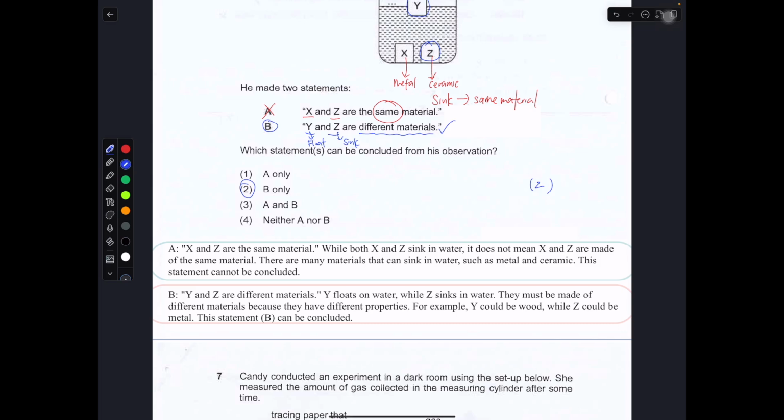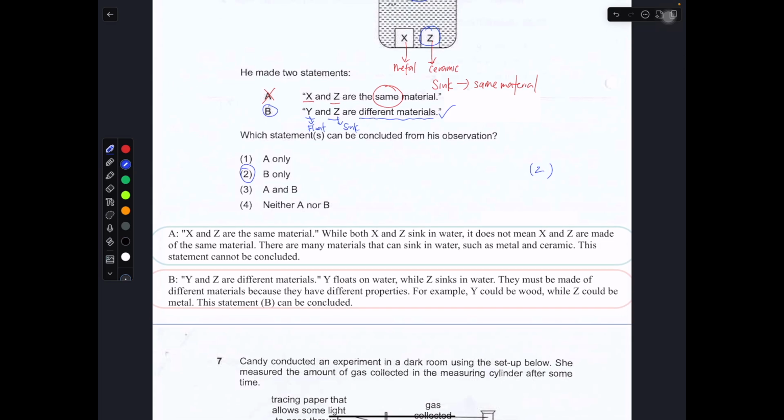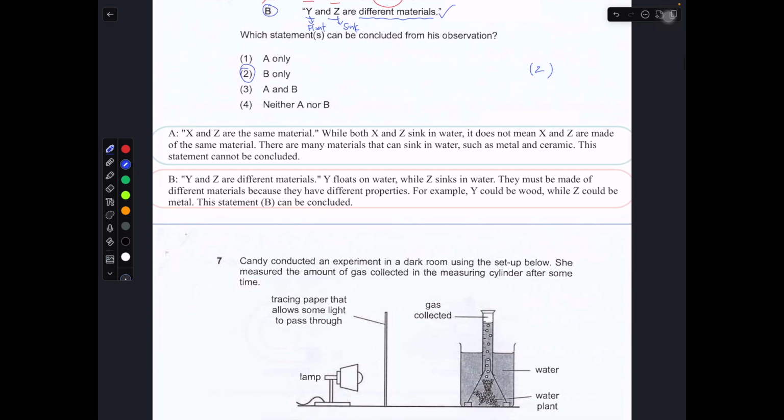Okay, next up for B, Y and Z, different material, one float, one sing, so they must be made of different material because they have different property. Okay, so B can be concluded.